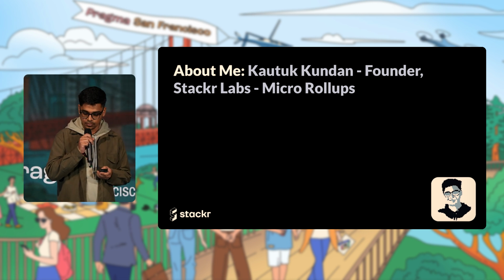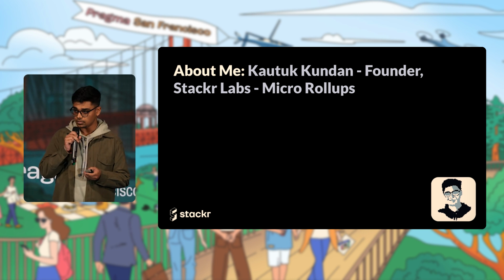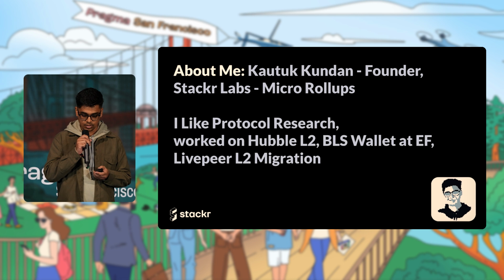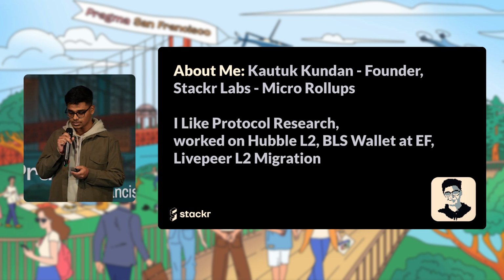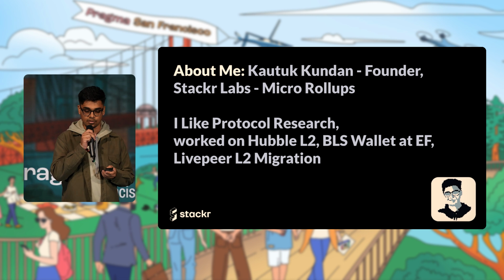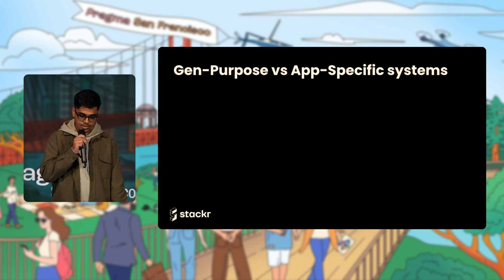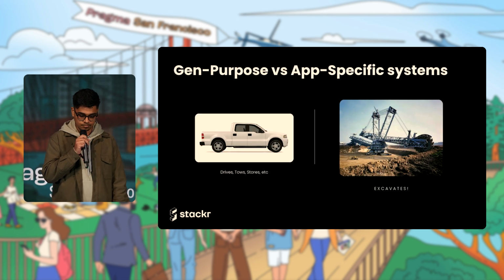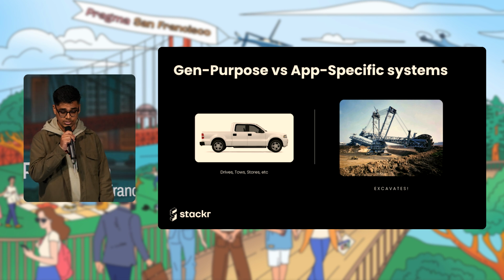So a little bit about me. As I mentioned, I'm the founder of Stackr Labs, and we are building something called micro rollups. Before that, I like doing protocol research. Before that, I worked on Hubble L2 and BLS Wallet at the EF, and then I also moved the Livepeer protocol to Arbitrum.